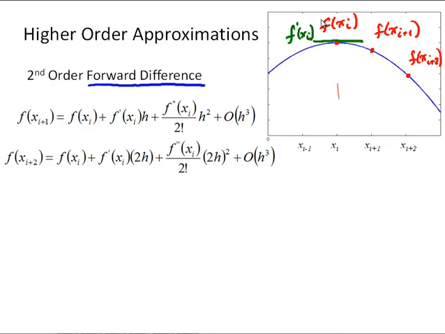And what we can do is we'll start with these two equations. What I have here we'll call equation 1 is just the Taylor series expansion for x_{i+1}, and equation 2 is the Taylor series expansion for x_{i+2}. And what I'm going to do is start by eliminating the f prime term. This might seem counterintuitive, but you'll see where we're going here in a minute.